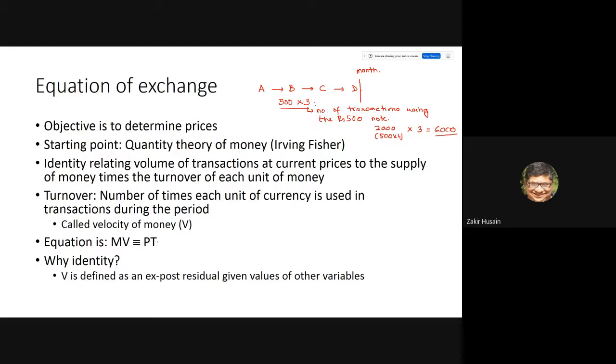Now I can also look at it in a different way. What is the total number of goods which are bought and sold? I call this T. And P is the prices.